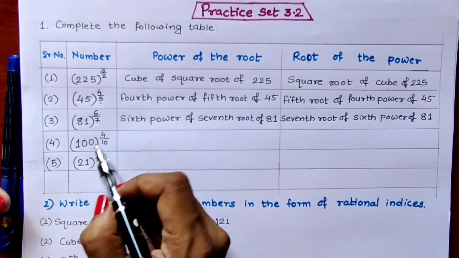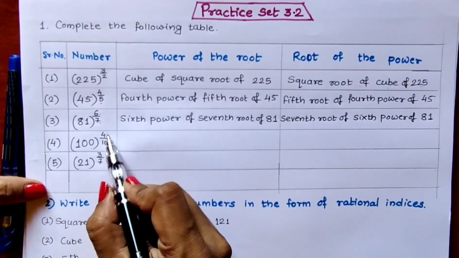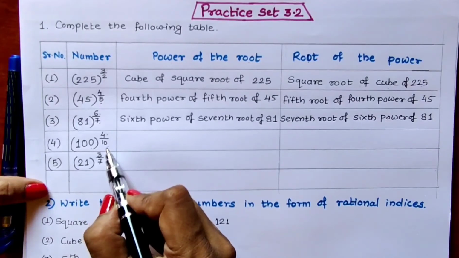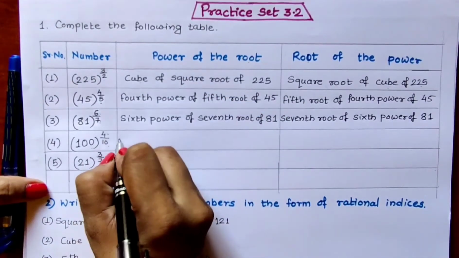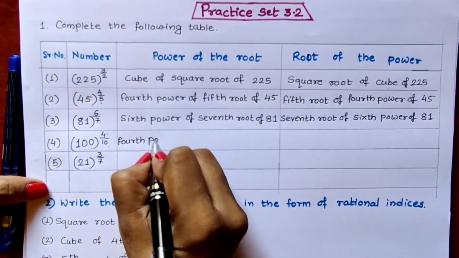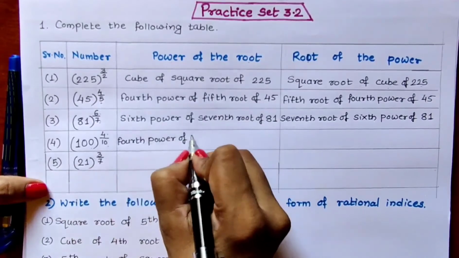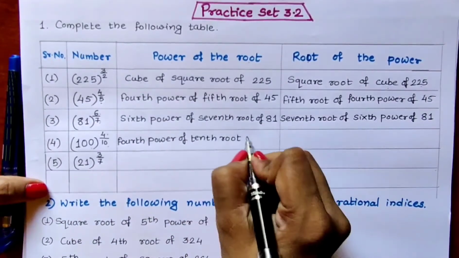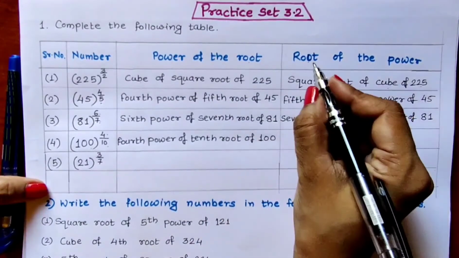Base is 100 and the index is 4 upon 10. 4 is in the numerator, means 4 is the power. 10 is in the denominator, that means 10 is the root. So we have to write the power first. 4th power of 10th root of base 100. Now we have to write the root first.